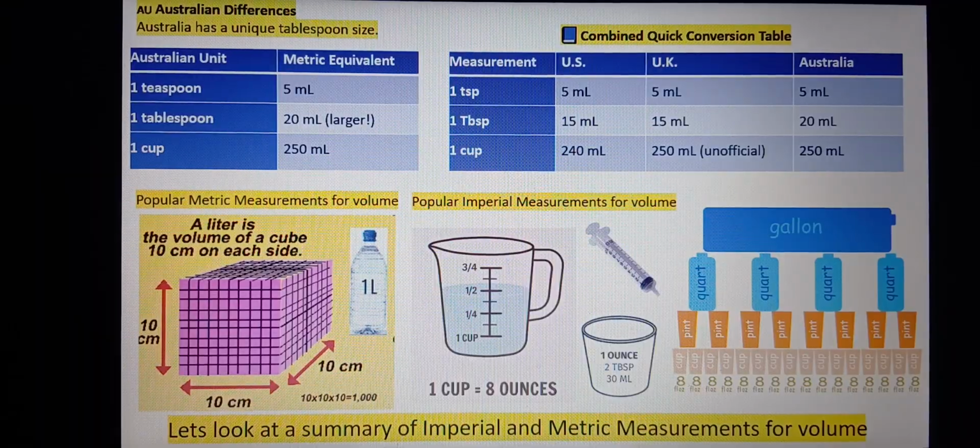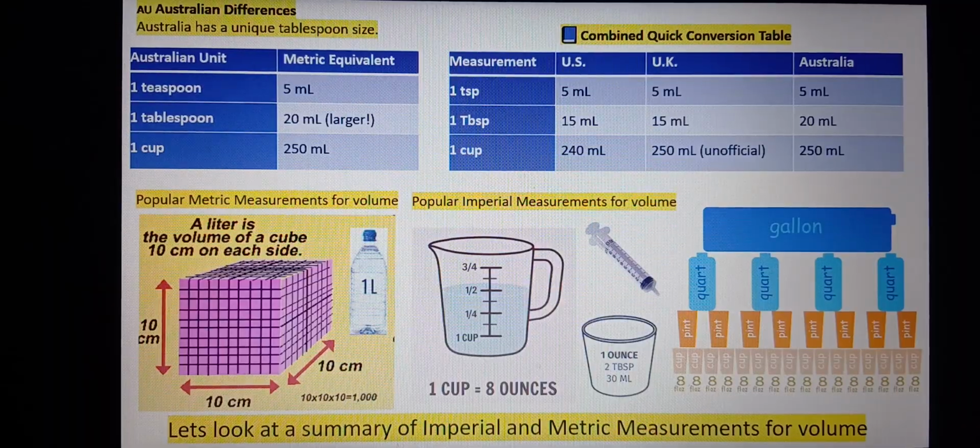Have a look at this table here. Australia has a unique tablespoon size. 1 teaspoon is 5 milliliters. 1 tablespoon is 20 milliliters. 1 cup, 250 milliliters. There's another table of a combined quick conversion table. I'm not going to go through them all, just look at them and study them.